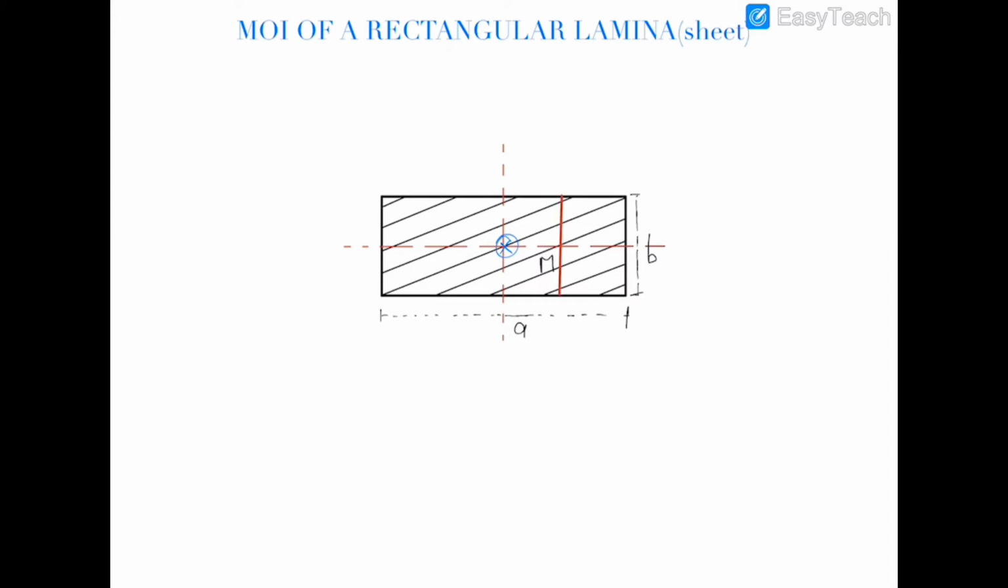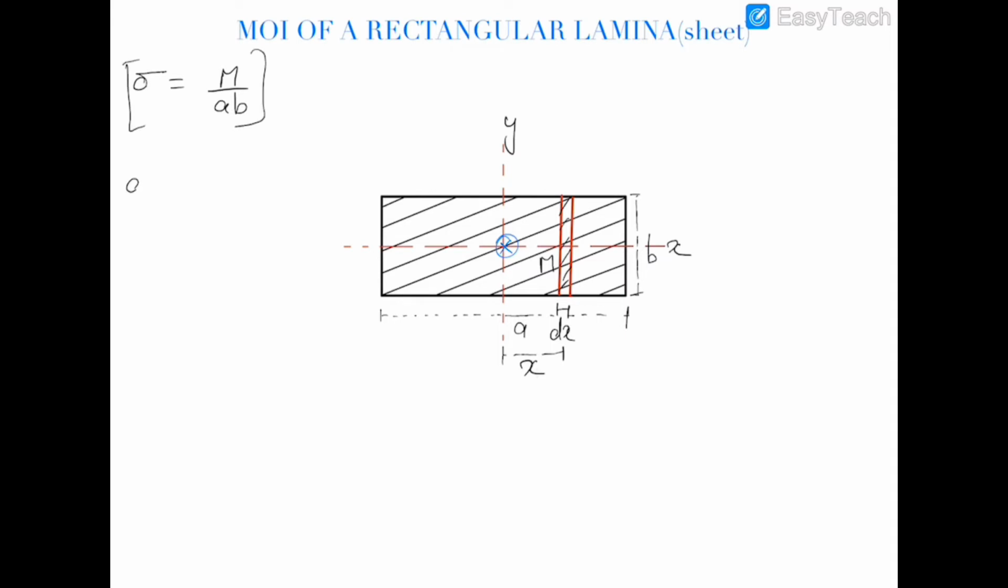Now this is an element which we have to consider, and the width of this element is dx. The distance of this element from the y-axis is x, and this is the y-axis and this is the x-axis. Now if sigma is the mass per unit area of this lamina, then sigma will be equal to M upon AB.